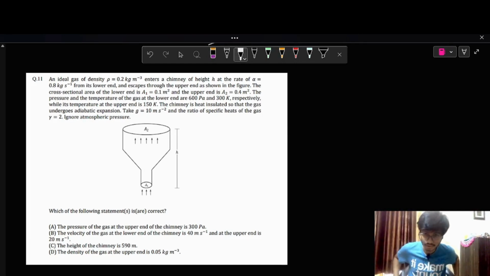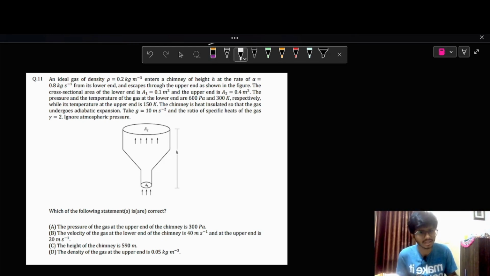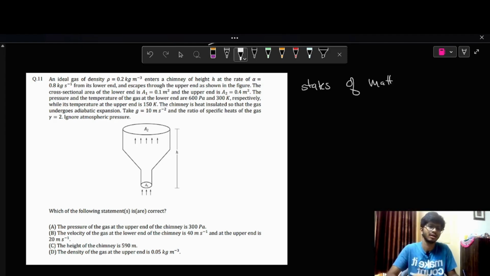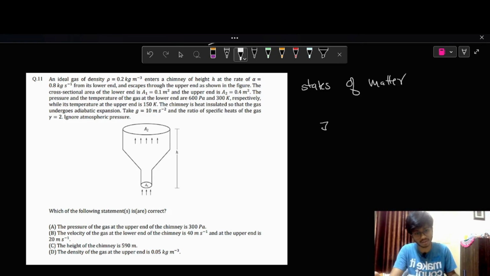Hey everyone, so the given question is from the chapter States of Matter, but it's also mixed with fluid mechanics and thermodynamics. But majorly we can say that it's from States of Matter. It's a PYQ of JEE Advanced 2022, paper 1. So the question goes like this.